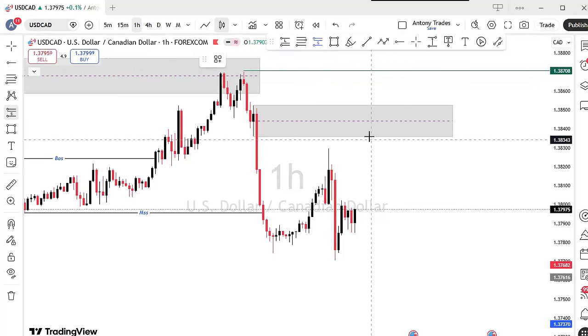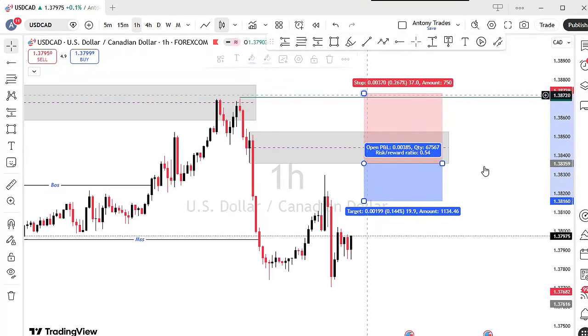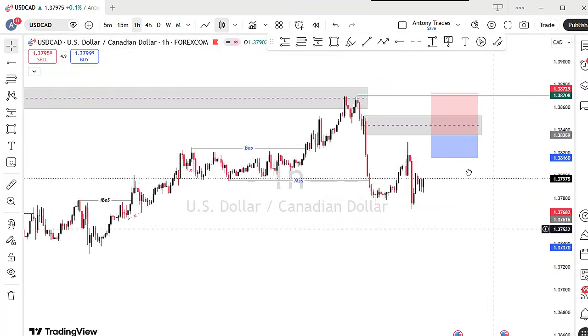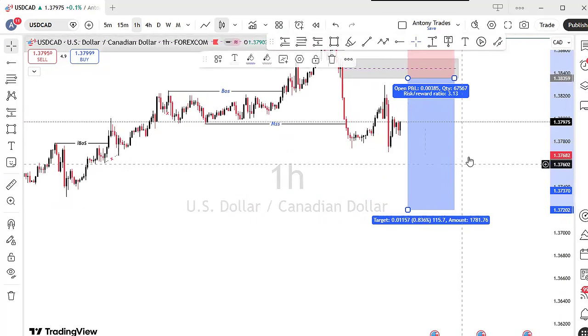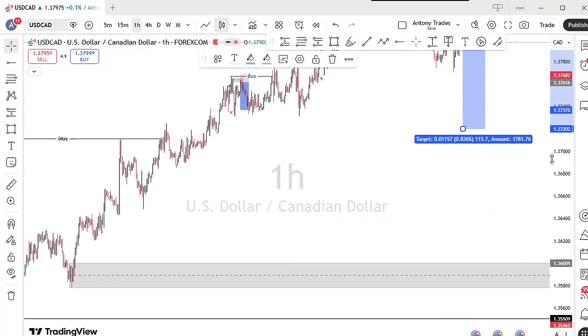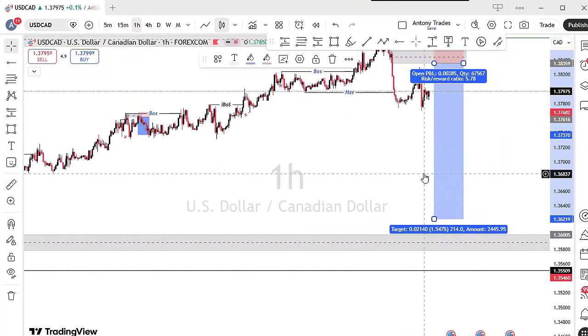Always make sure that your stop loss is above there. If you're gonna put your limit order there, stop loss above there, and then you can target 1:3, something of that sort. Or if you want to hold, you can hold up to this area. Just target this liquidity here.